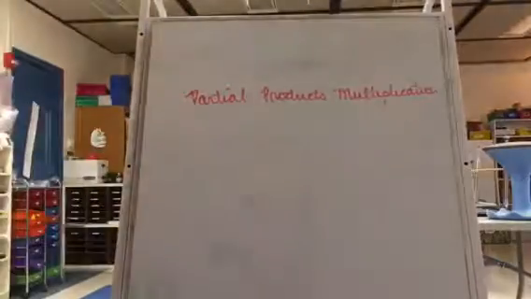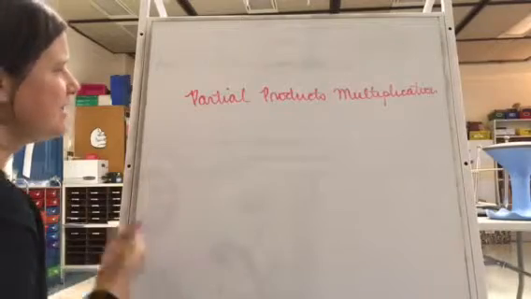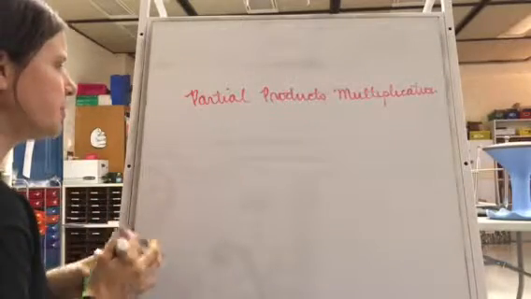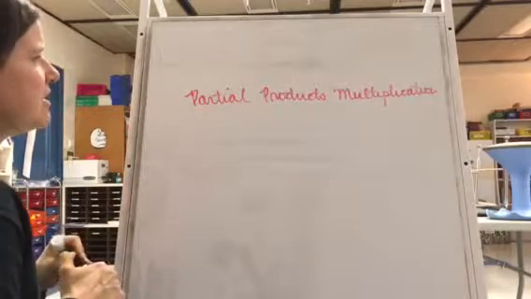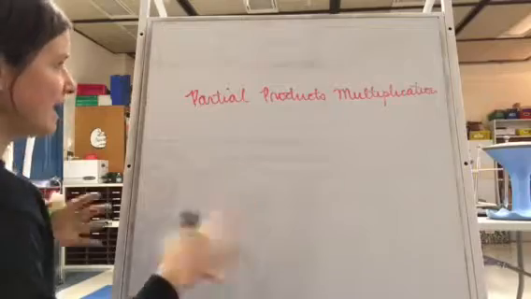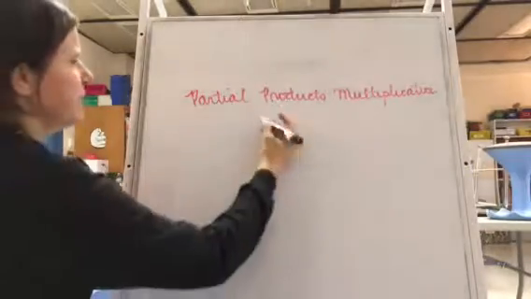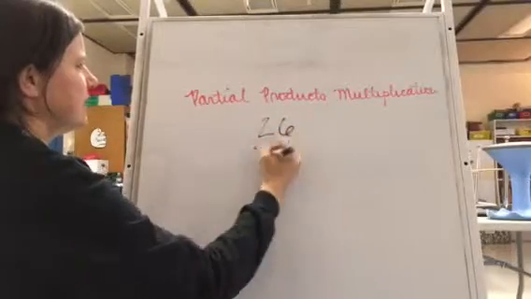So here's a strategy for multi-digit multiplication called partial products multiplication. This is connected to a strategy for division called partial quotients division, which we'll do later in the year. And this is a good foundation for building that skill. So let's say I'm doing a problem like 26 times 4.